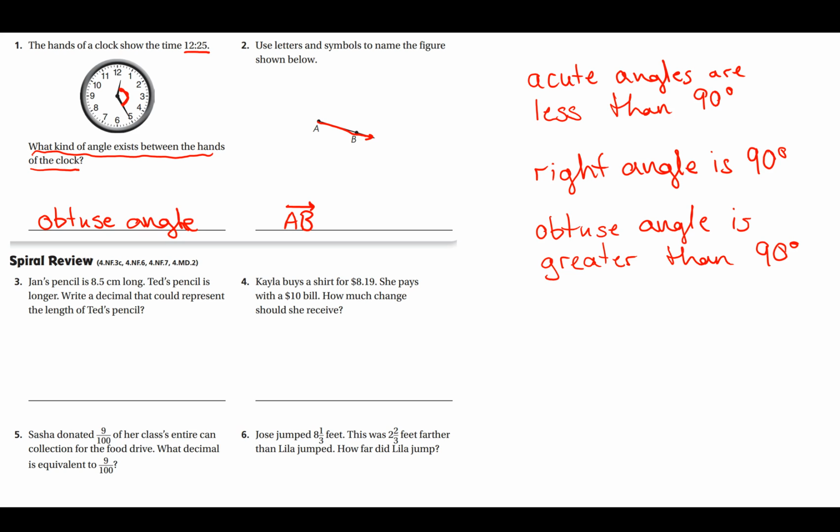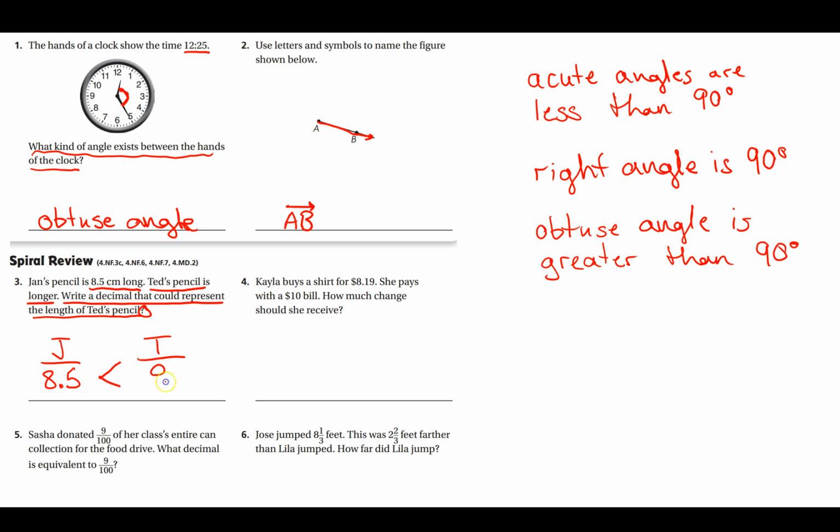All right, going down to the spiral review. Jan's pencil is 8.5 centimeters long. Ted's pencil is longer. Write a decimal that could represent the length of Ted's pencil. So Jan's pencil is 8.5, and Ted's pencil has to be bigger than that. So I can put any length I want for Ted as long as it's bigger than 8.5.